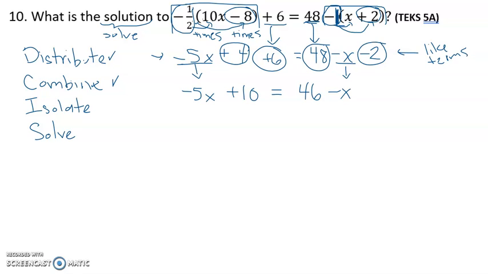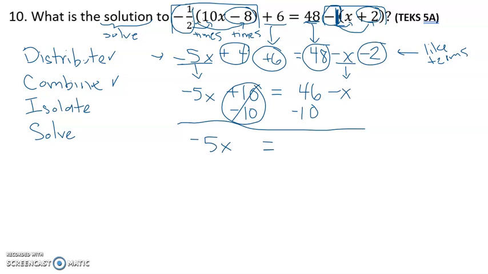Now it's time to isolate using zero pairs. So we want to get x on its own side. So here we go. I'm going to zero out the 10. 10 minus 10 is 0. Okay, that's what I wanted. I subtracted from the 46 because that's a constant on the other side. All our details matter. Okay, so I have negative 5x equals 46 minus 10 is 36. Keep the negative x right there.